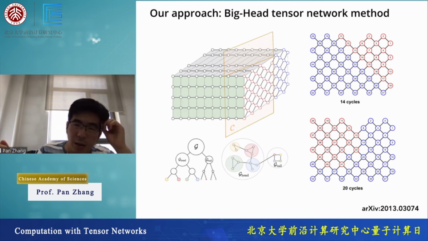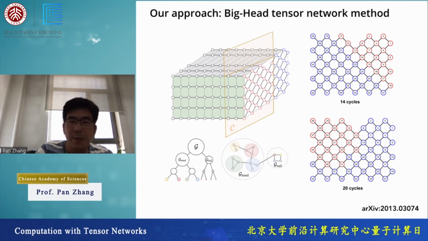So the trick here is that we only need to compute, or contract, the big head network just once, and reuse the result for computing all the possible bit strings in the tail tensor network. In other words, the red circles on the right-hand side are not pinned, so they are open indices.